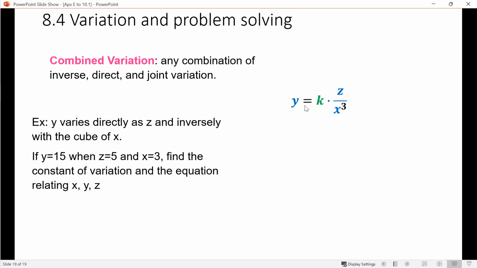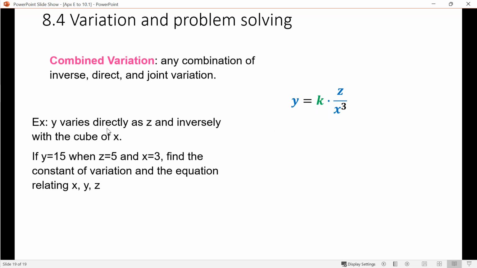Y is going to vary directly with z. So z is going to be in the numerator because we're going to multiply by z, but inversely with the cube of x. So we're going to divide by the cube of x. And you always have that constant of variation in there. So we've just created an equation where y varies directly with z and inversely with the cube of x.